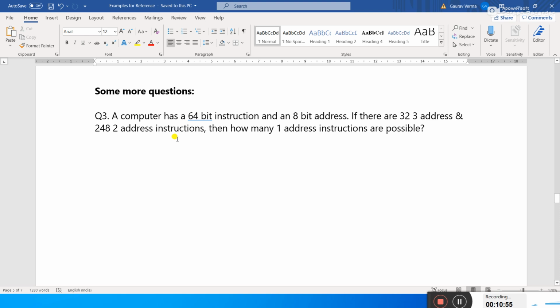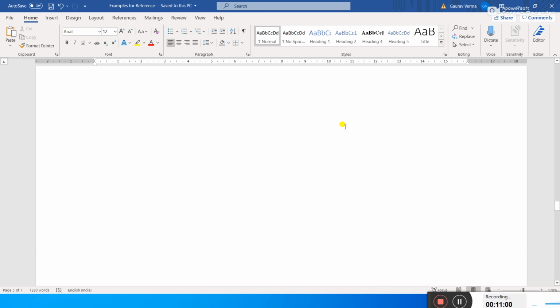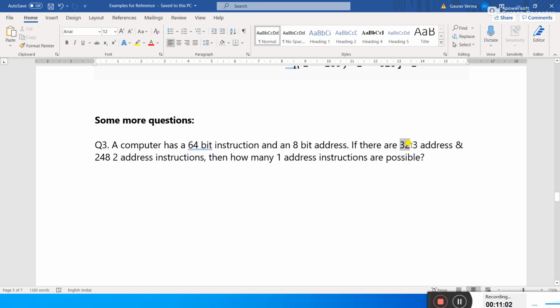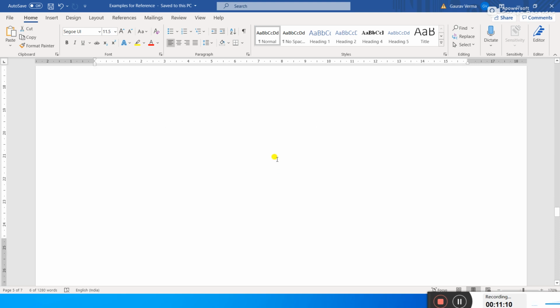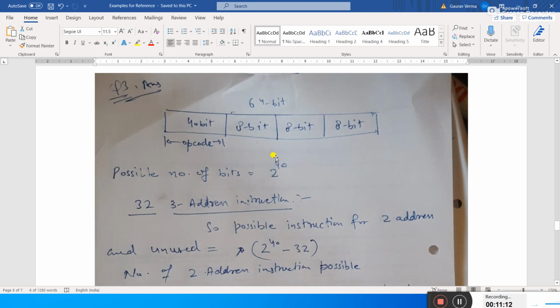Similarly, a computer has 64 instructions and an 8-bit address. Now let's see what happened. Here it says there are 32 three-address instructions, 248 two-address instructions, and one-address instructions. Also, he is asking how many one-address instructions are possible. Likewise, we have already done this in our last example.